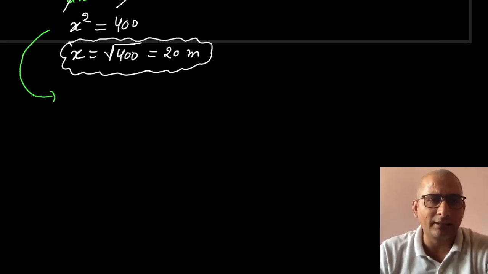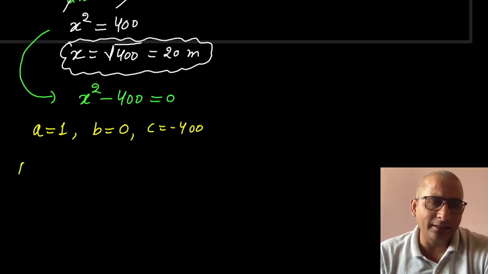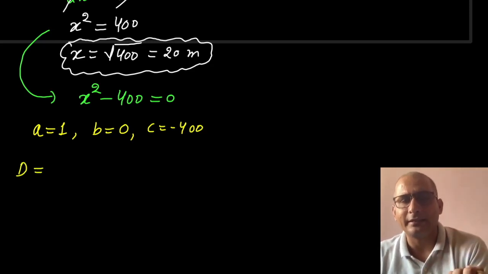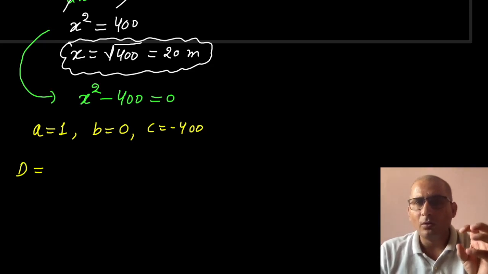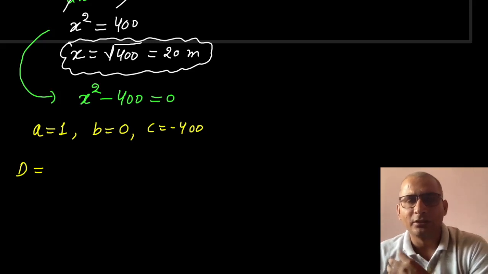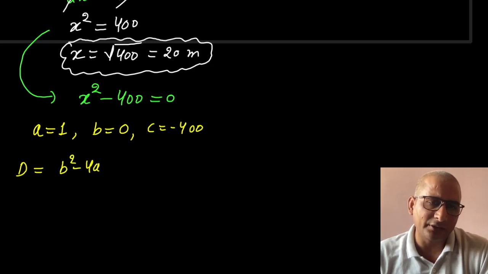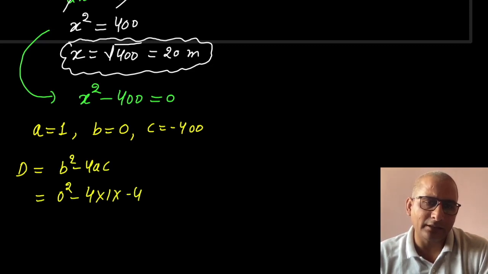So the way we have to select is like this, we will take this way. Shift this minus 400 on this side. Take a as 1, what is b in this case, 0, and c is equal to minus 400. So we will check the discriminant to check the possibility. If discriminant is 0 or greater than 0, real roots will come. In that case it's possible, because length and breadth cannot be non real. So discriminant is b square minus 4ac. Now put the values, b is 0, minus 4, a is 1, and minus 400. So what is the discriminant? It comes out to be 1600.